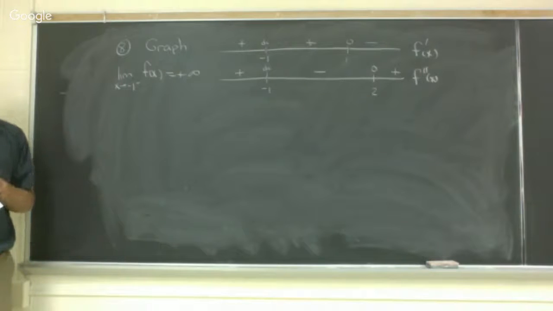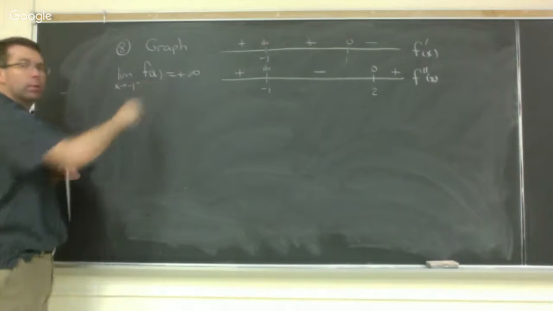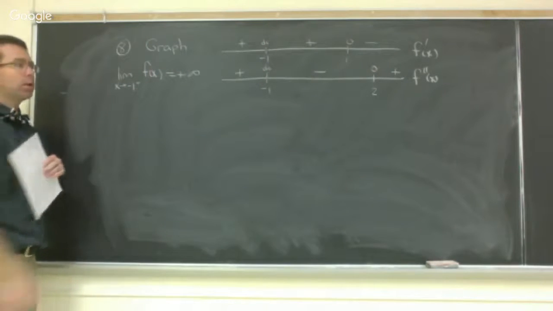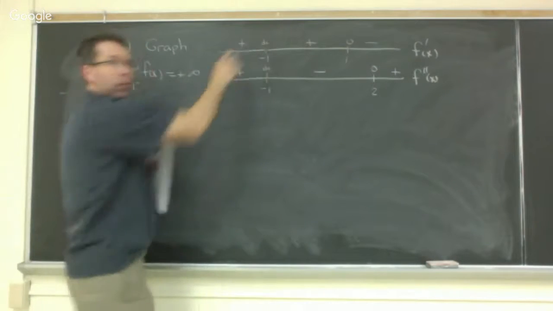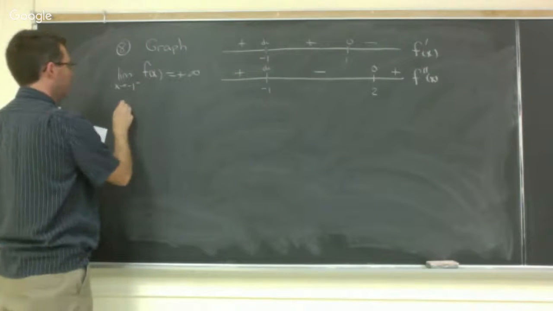So what's that called? As x gets close to -1, the function goes to infinity. This is a vertical asymptote. So that's what's going on here. There's a vertical asymptote.